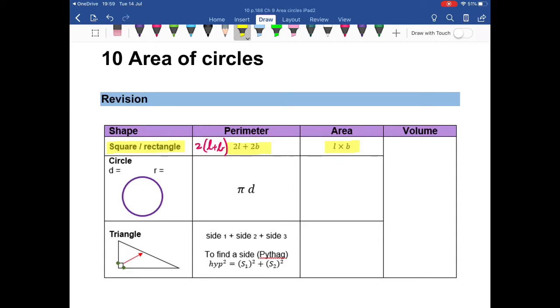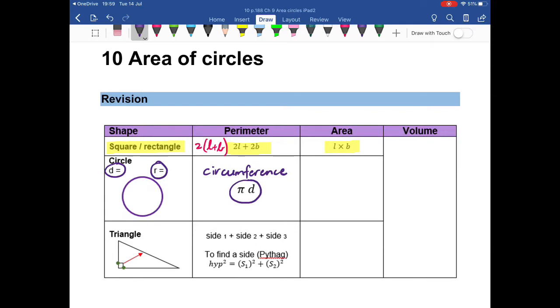Then we went on to the perimeter of a circle, and remember the perimeter is called the circumference. And we are only going to use that formula, pi d, and you'll see now in a few moments why. And remember the other thing I said to you, whenever you see a circle or a curved shape, you will write down the diameter, you will write down the radius before you even look at the question.